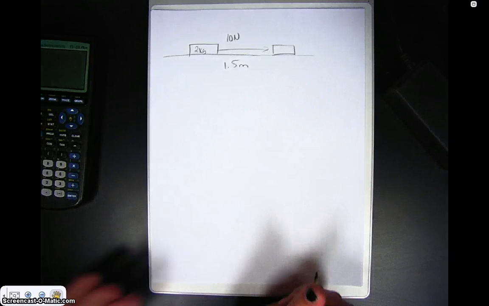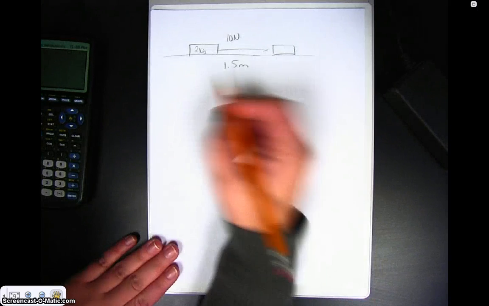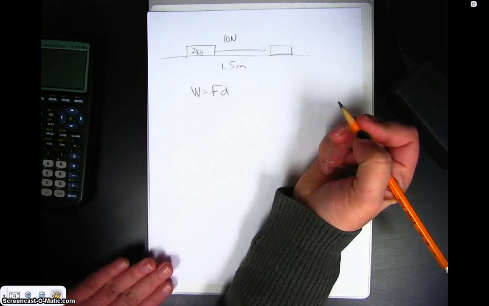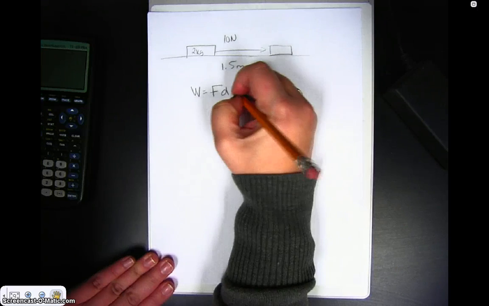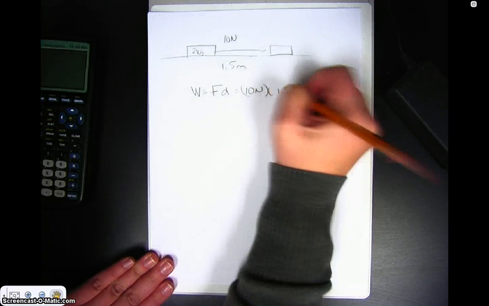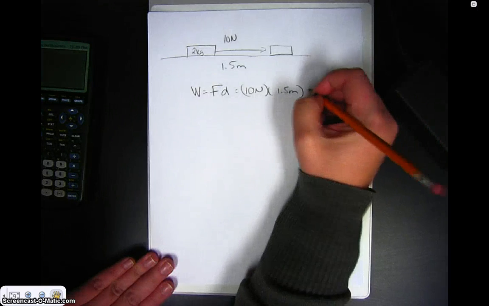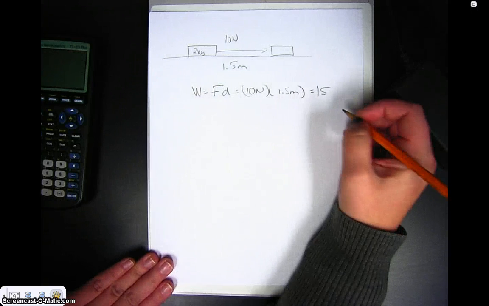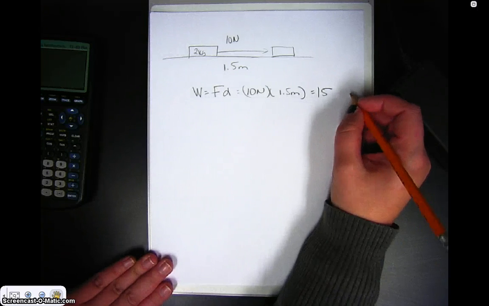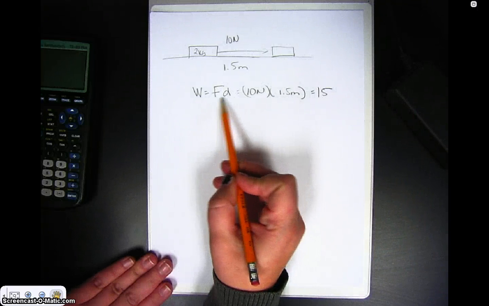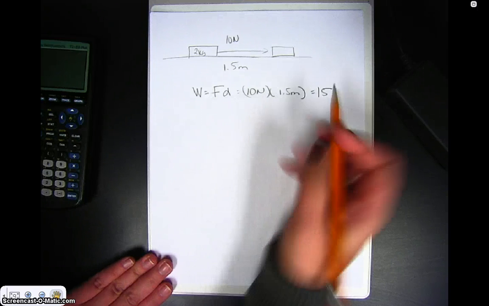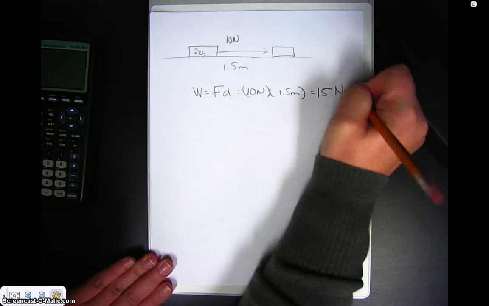So this is a very simple problem. If we were trying to calculate the work, we would say work is equal to force times distance. The force that I apply is 10 newtons. The distance that the book moved was 1.5 meters, so I get that the quantity of work is 15. So what is the unit? Force is in newtons and distance is in meters, so this is newton meters.